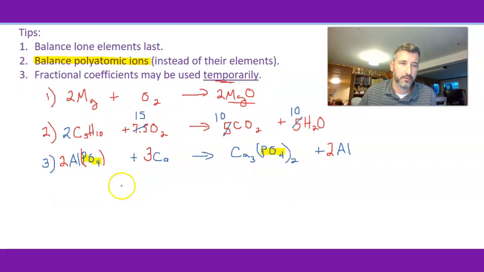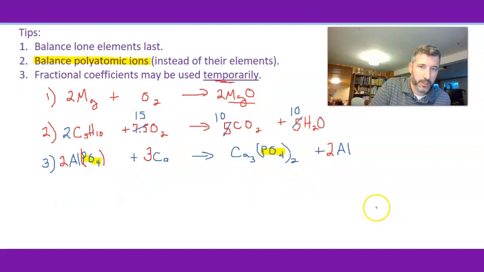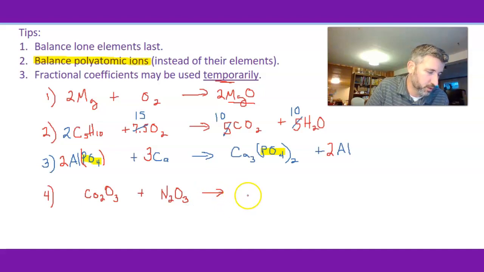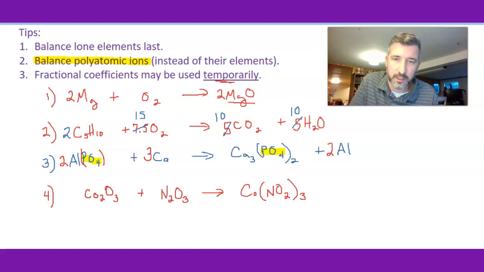Okay, last example. We are going to do Co2O3, meaning cobalt 3 oxide. So that's cobalt with a 3 plus charge paired with oxide. And that's going to react with dinitrogen trioxide. And that's going to give us cobalt 3 nitrite. And you guys will learn how to predict these later on. But for right now, I'm giving you the entire equation.